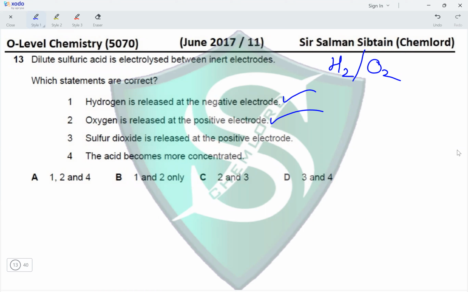Sulfur dioxide is released at the positive electrode. Sulfur dioxide is not produced at all. And the acid becomes more concentrated. Yes, because when water is electrolyzed and hydrogen and oxygen gases are removed, the quantity of water in the solution decreases, thereby increasing the concentration of the acid present. So statements 1, 2, and 4 being correct makes option A the correct option for this question.